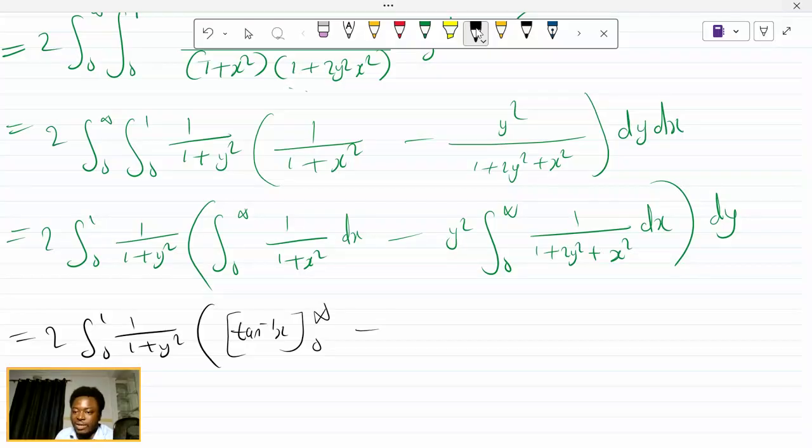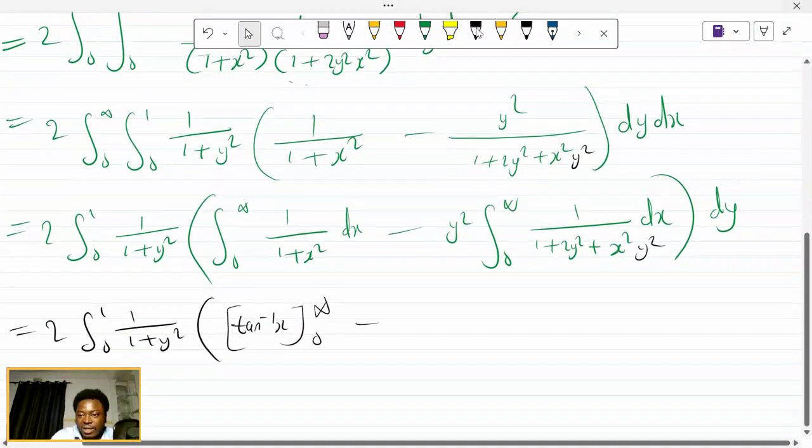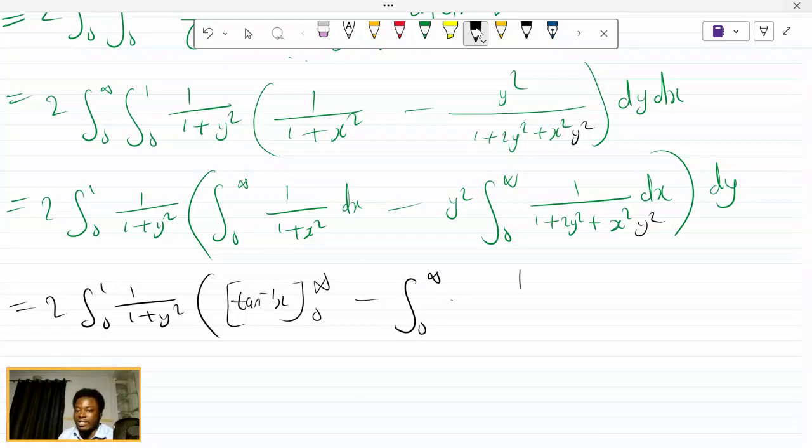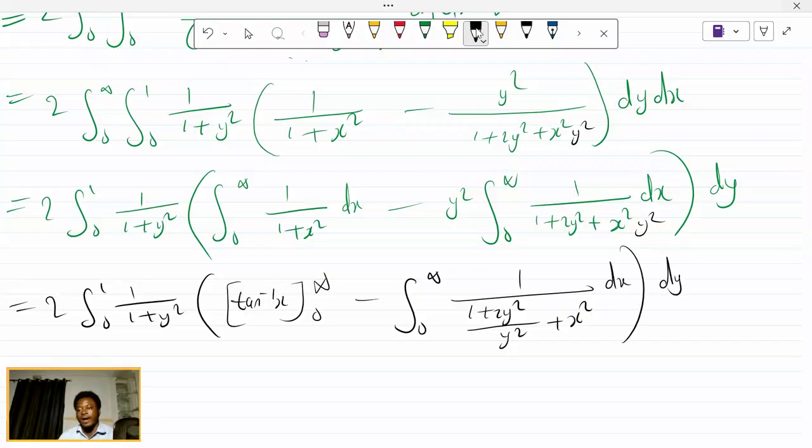So now we can divide. Of course, there's a y squared here. That's a mistake, there's a y squared here. So now we can divide both sides by this y squared, and we get the integral from 0 to infinity of 1 over 1 plus 2y squared divided by y squared plus x squared. So that would be dx, and then everything would be dy.